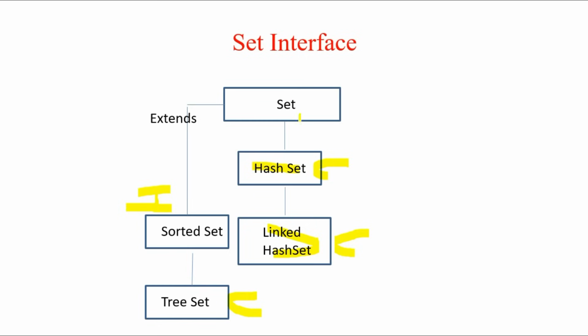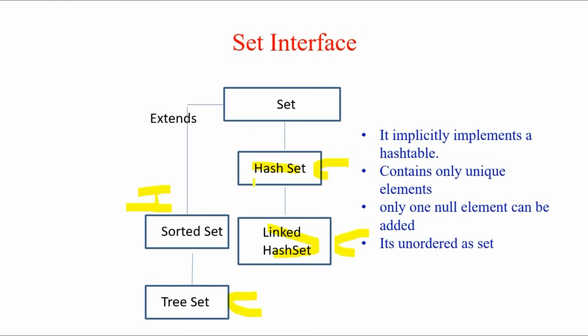So basically set is extended by sorted set, which is an interface that has an implementing class, which is the tree set. So let's see about each of them. First, the hash set. Basically hash set implicitly implements a hash table, and it contains only unique elements. This is unique about the hash set, because set contains only unique elements, hence the hash set also contains unique elements, but it implicitly implements the hash table.